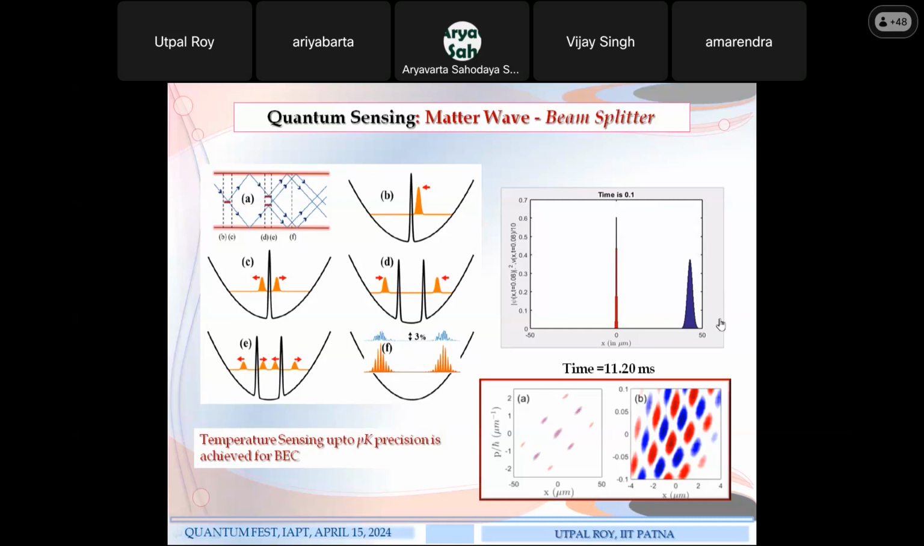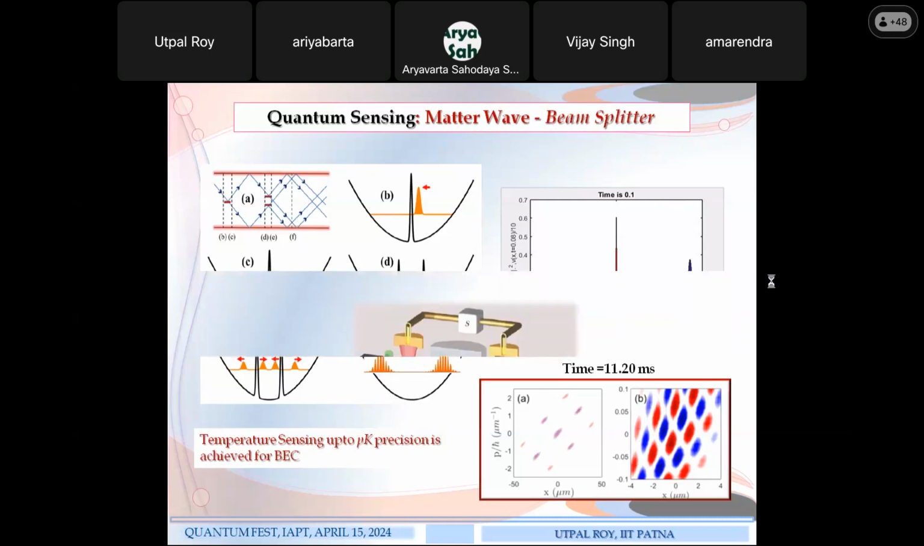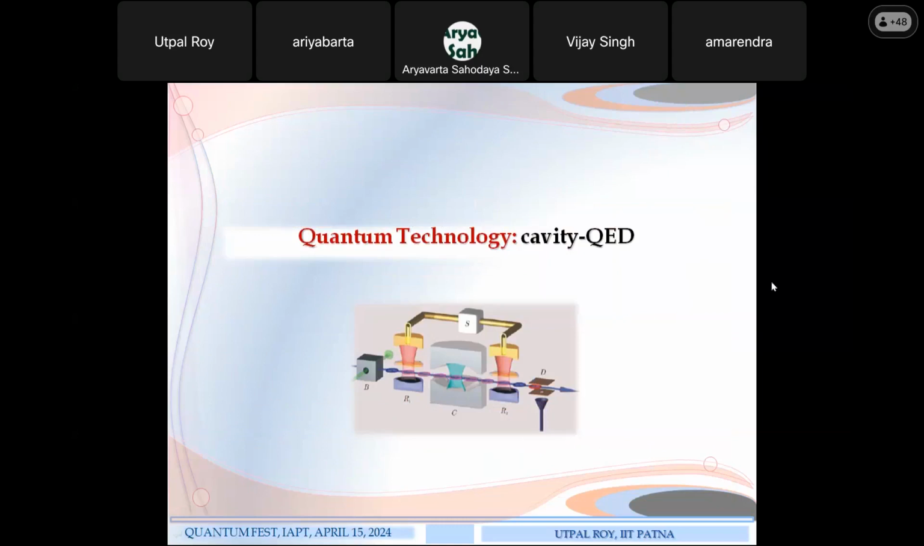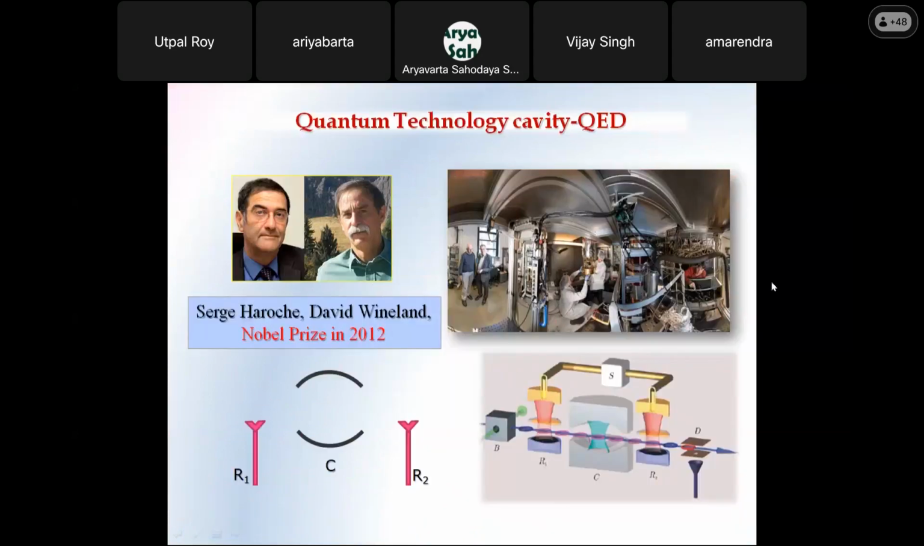So quantum systems use quantum superpositions and make quantum sensors of different kinds. So it is an indirect measurement of temperature that you can do from a quantum system. This is another system, where Haroche and Wineland got the Nobel Prize in 2012, but this is the setup by Haroche, Serge Haroche.